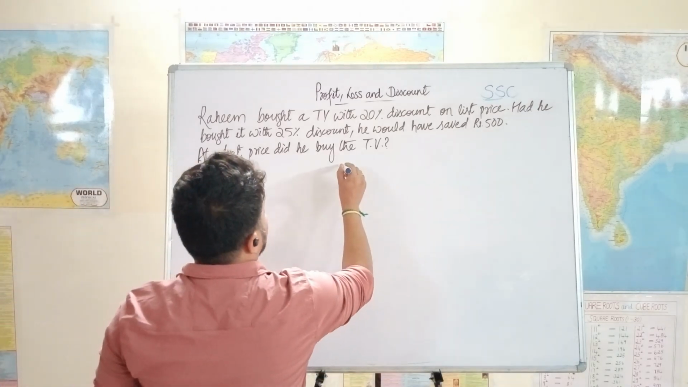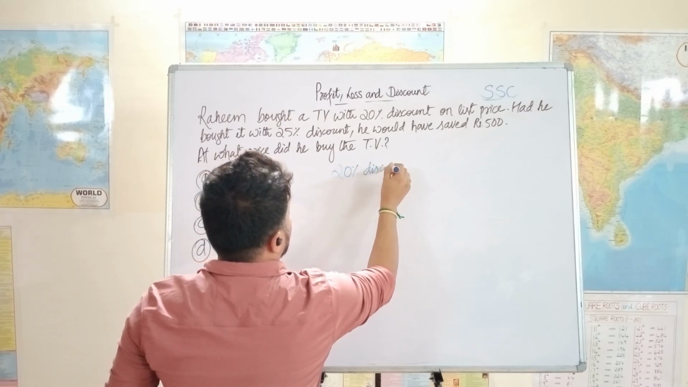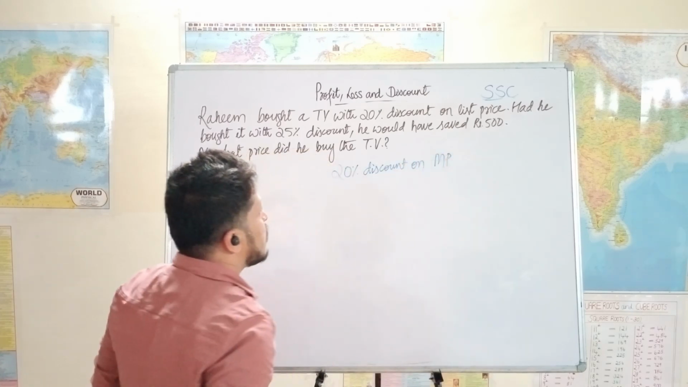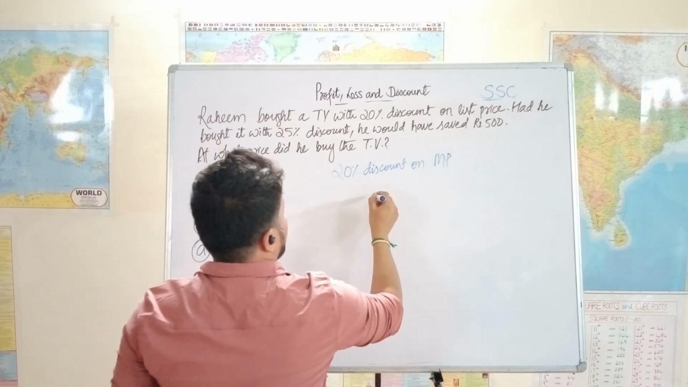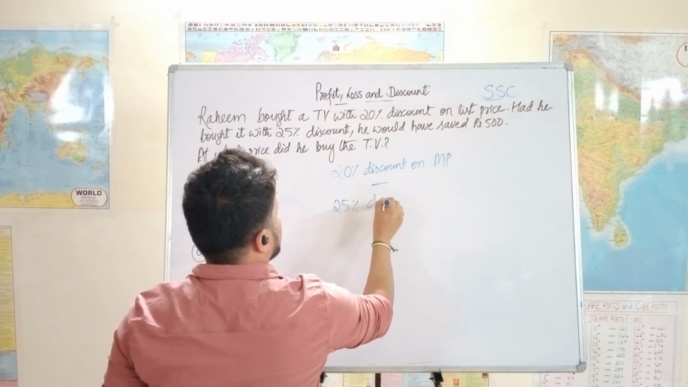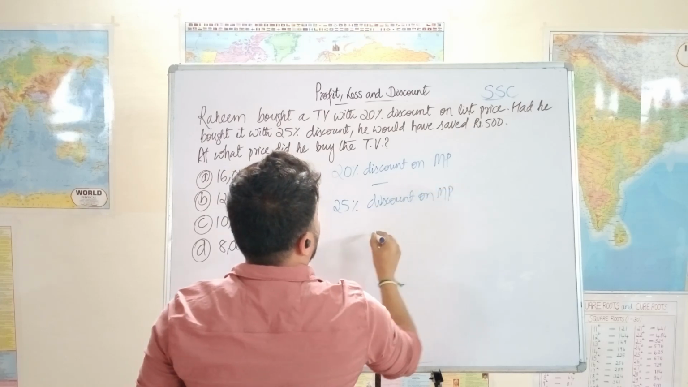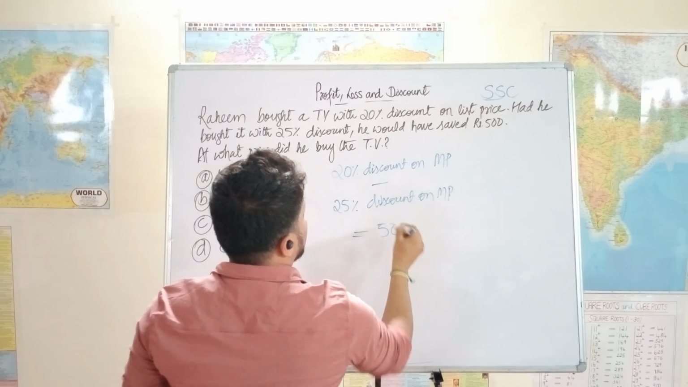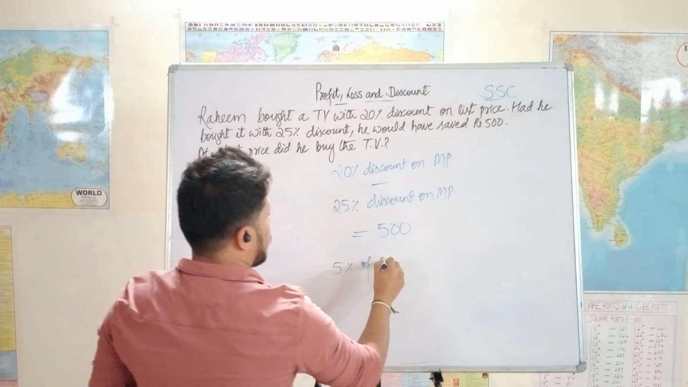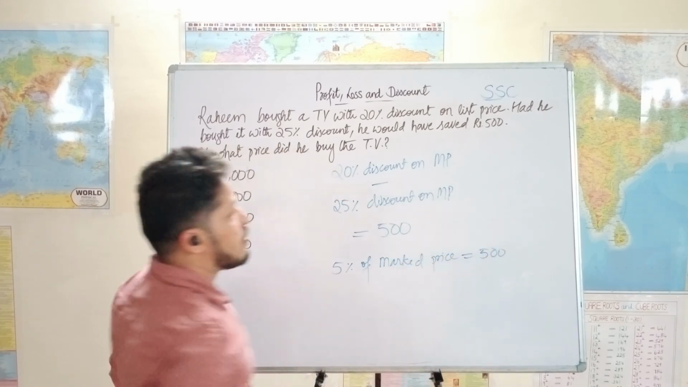See, Rahim bought it at 20% discount on the listed price. He got 20% discount on mark price or listed price. That difference of that minus 25% if he had got on MP, that difference is 500 rupees. So 5% of mark price is equal to 500.